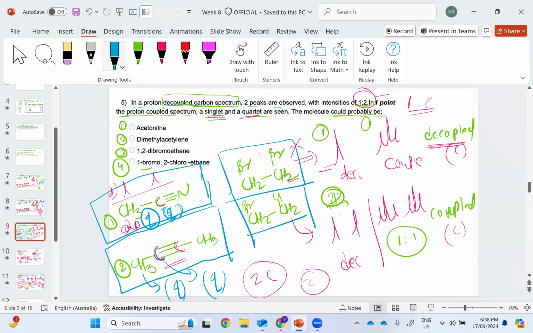So which option is correct here? In the question it is mentioned, in the decoupled spectrum, the intensity is 1:2. All right. Then in the proton coupled spectrum, we get one singlet and one quartet. So does anyone have any answer here? I will just check the answer.